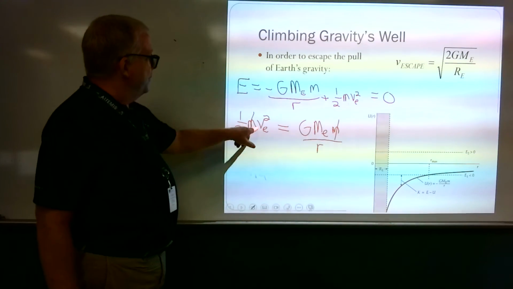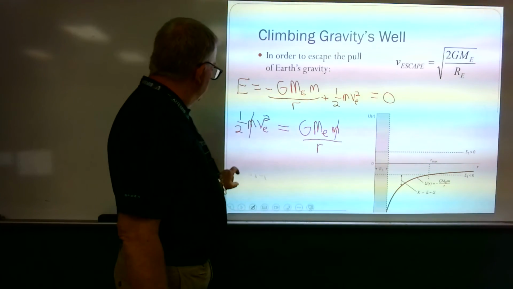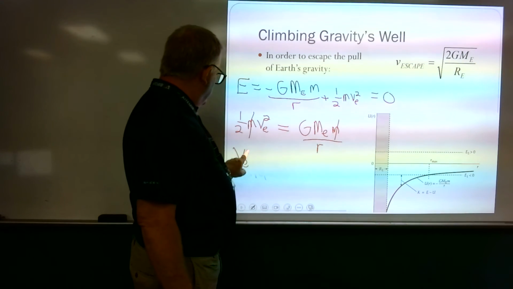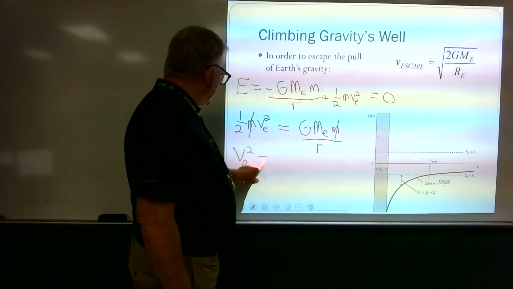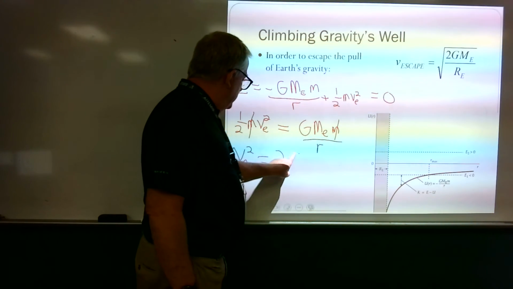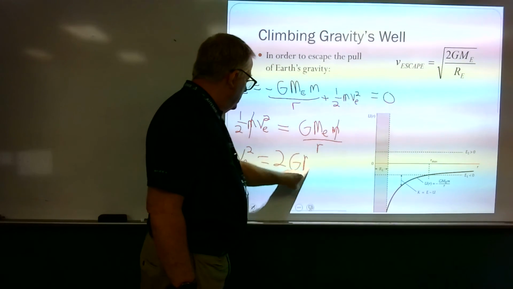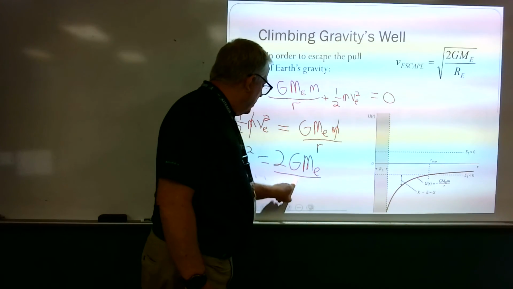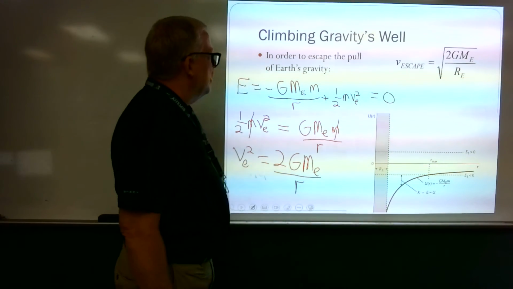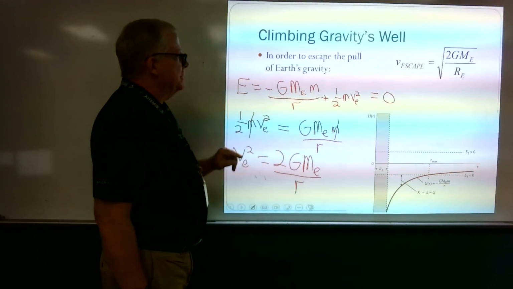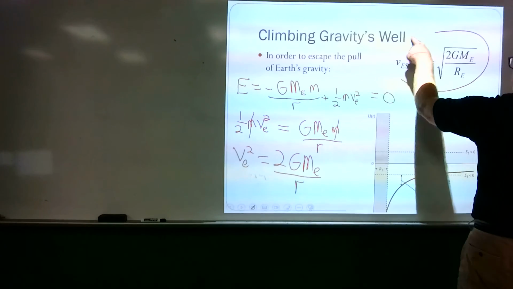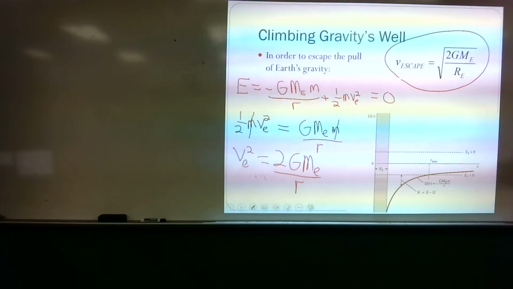We're trying to solve for this, so we're going to multiply both sides by 2. This gives us escape velocity squared is equal to 2 times big G mass of the Earth over r, where r is radius of the Earth. And if you take the square root of both sides, this is the formula that you get. So there's our escape velocity.